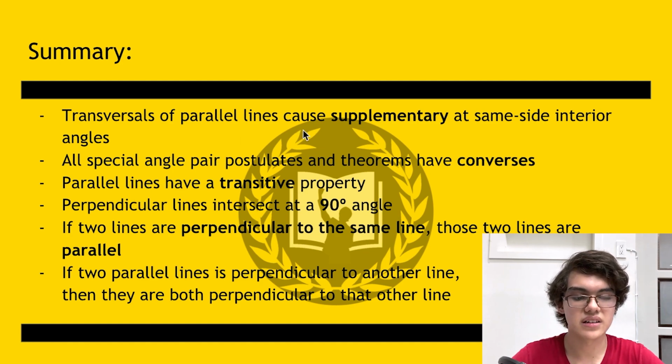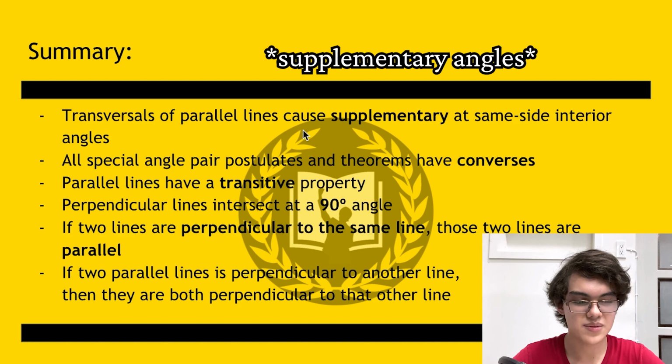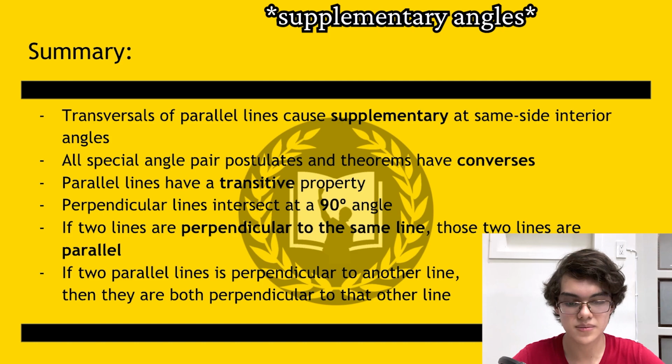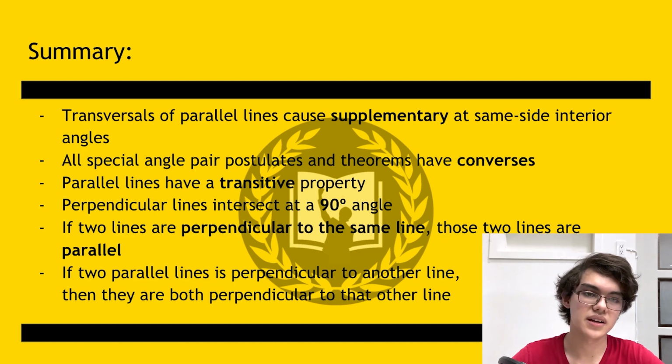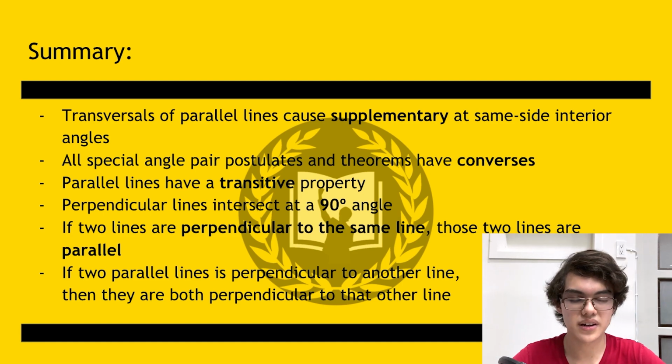And so transversals of parallel lines also cause supplementary angles at same side interior angles. That's a typo there, I guess you can ignore that. Yeah, they cause supplementary angles at the same side interior angles. So they add up to 180 degrees. And all special angle pair postulates and theorems have converses, which means that if you know that all these special angles are congruent, or supplementary in the one case, then you can prove that the two lines are parallel. And parallel lines have a transitive property, which means that if line A is parallel to line B, and line B is parallel to line C, then line A is parallel to line C.